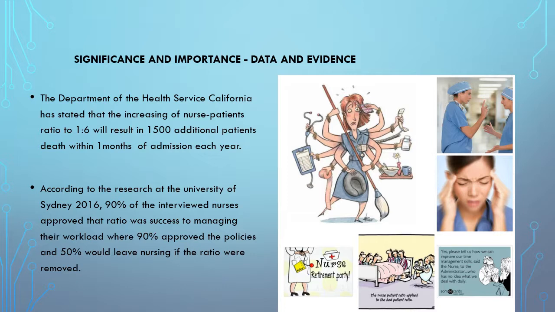According to research at the University of Sydney 2006, 90% of interviewed nurses agreed that the ratio was a success to manage their workload, where 90% approved the policy and 50% would leave nursing if the ratio was removed. By all the above information, a high patient to nurse ratio is a serious growing issue for patient safety and healthy workload.